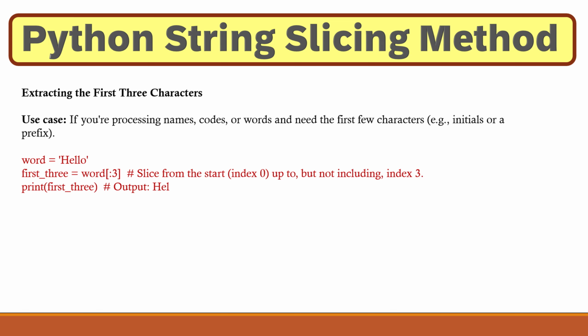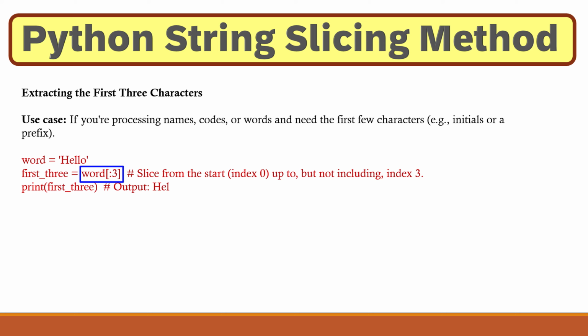Here are some examples, and the first example is extracting the first 3 characters, and a use case for doing this is if you are processing names, codes or words and need the first few characters, for example initials or a prefix. So we can see the word equals hello. On the second line we store this in another variable called first_3, and this equals the variable word from the first line. Now we have the slice method.